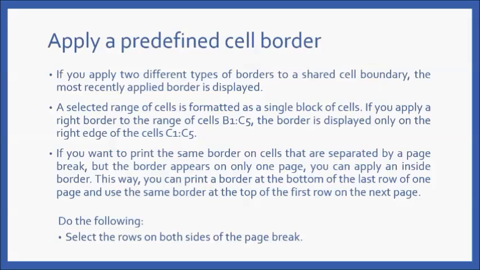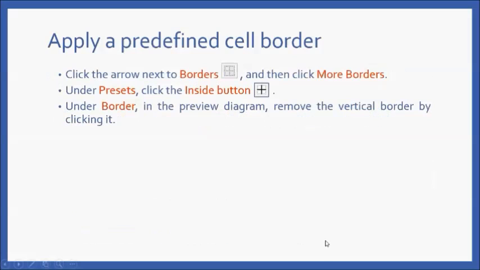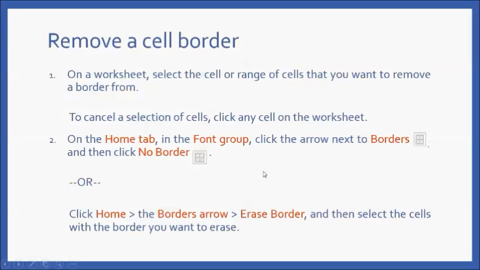So do the following. Select the rows on both sides of the page break. Click the arrow next to Borders and then click More Borders. Under Presets, click the Inside button, and under Border in the preview diagram, remove the vertical border by clicking it.